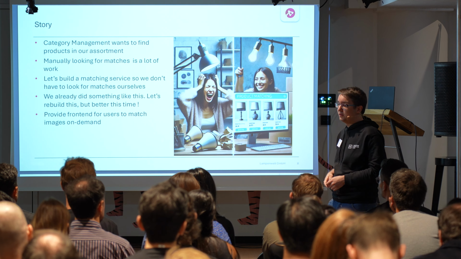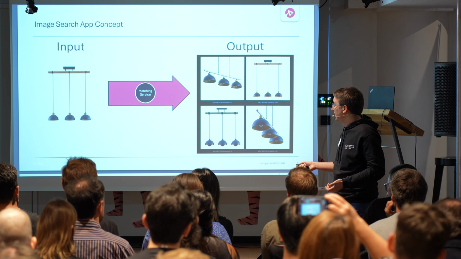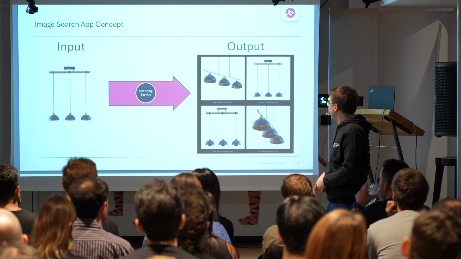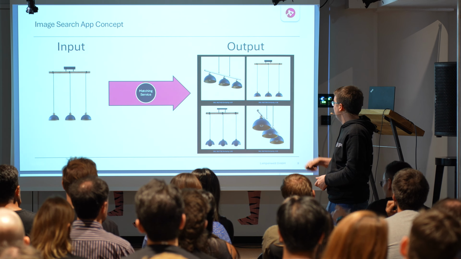So this is how the category management wanted it to have. You have an input, and then you have some kind of black box, and you get products out. And as you can see here, the top right is the same product. So the question is, do we actually want to purchase this lamp for our store to add it to our assortment? Or, okay, we have it already. Do we need to purchase more of them? Yeah, that's a question they need to answer then.